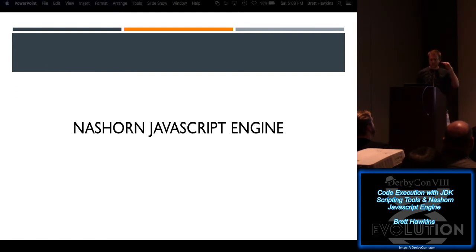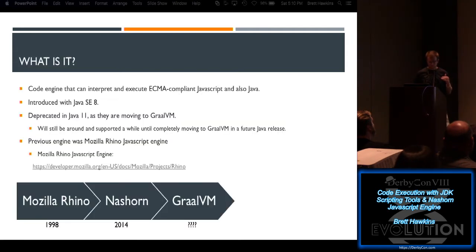So I've gone over the Java Development Kit, went over these scripting tools. Now I'm going to talk about the Nashorn JavaScript engine. So what is the Nashorn JavaScript engine? It's a code engine that can execute code, right? I mean, it can interpret and execute code, but specifically, it can execute JavaScript and also Java. That's the big thing, is the fact that it can execute Java.